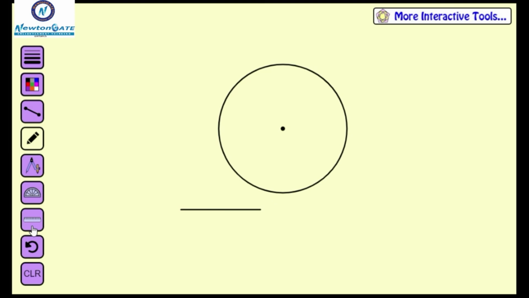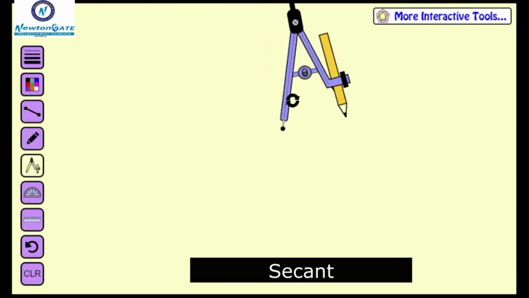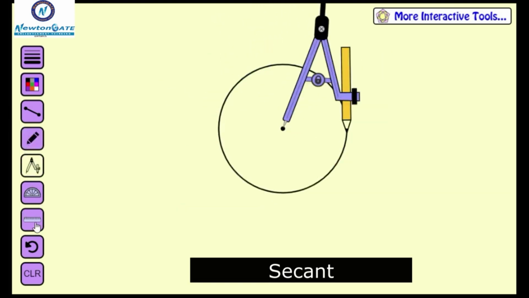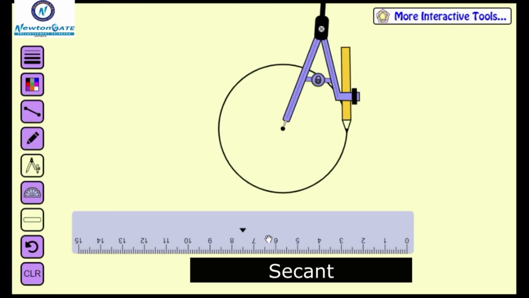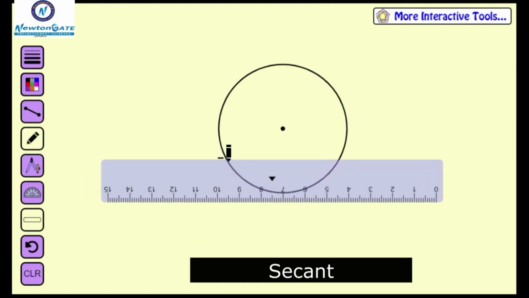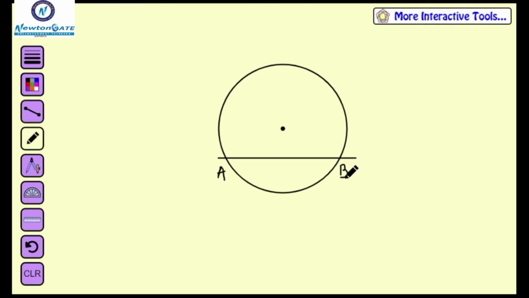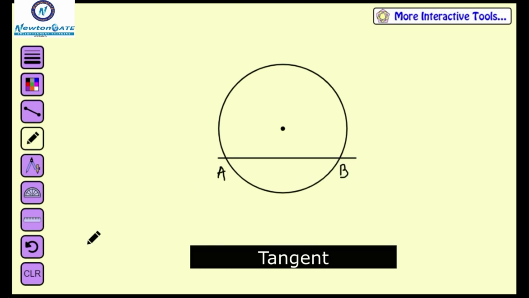Now we move to the next figure. Let's draw the circle and a line that passes through the circle like that. This line is called a secant, and here we see that there are 2 common points denoted by A and B.